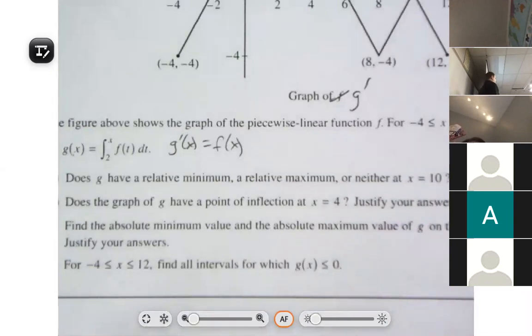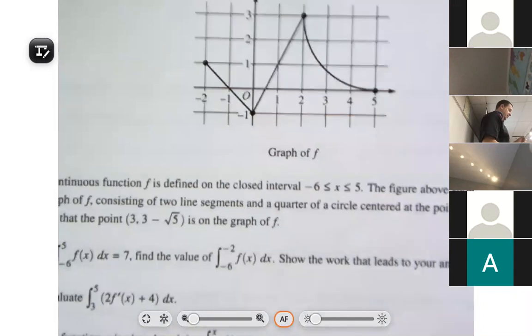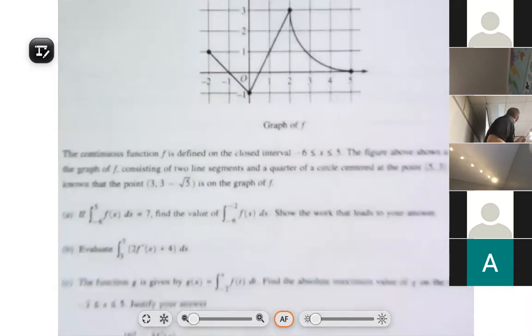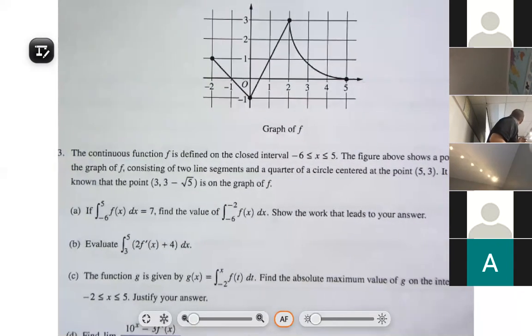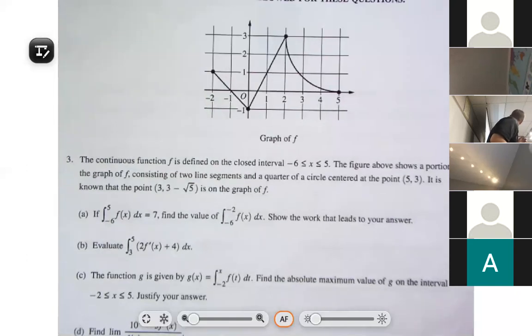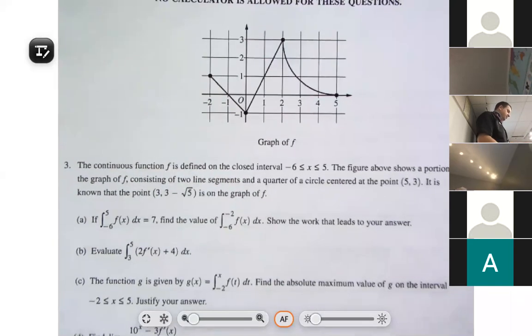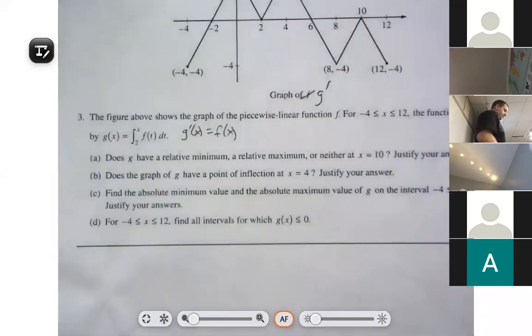So they'll define a function in terms of an integral. We'll just differentiate both sides and then not worry about f. That happens a lot. This was the most recent FRQ. They did the same thing. They give the graph of f. This one's a little bit different, but anyway. All right.